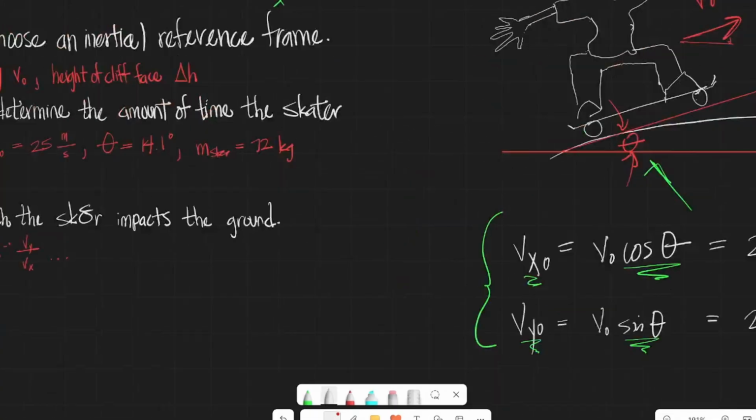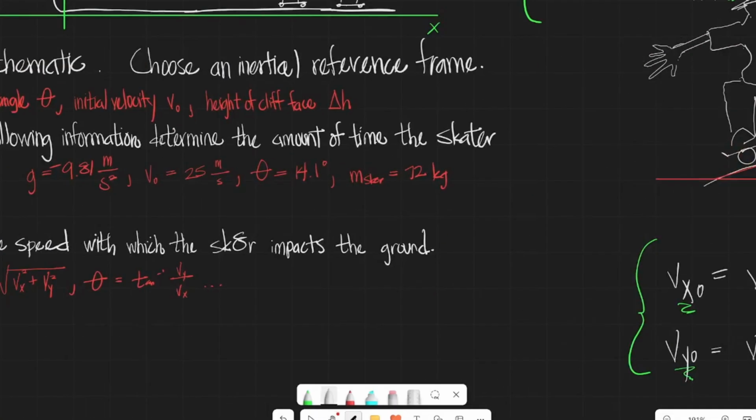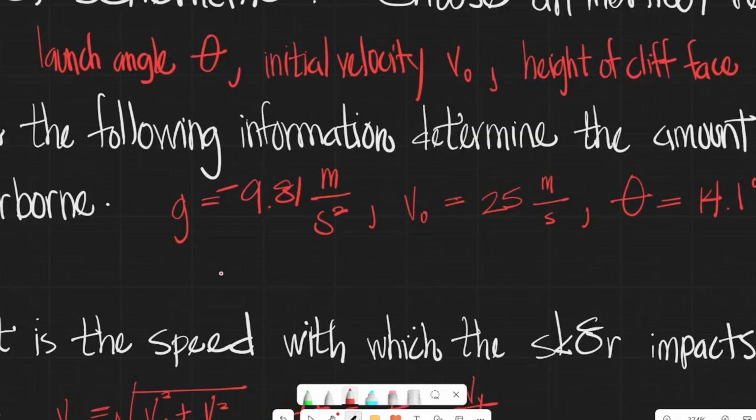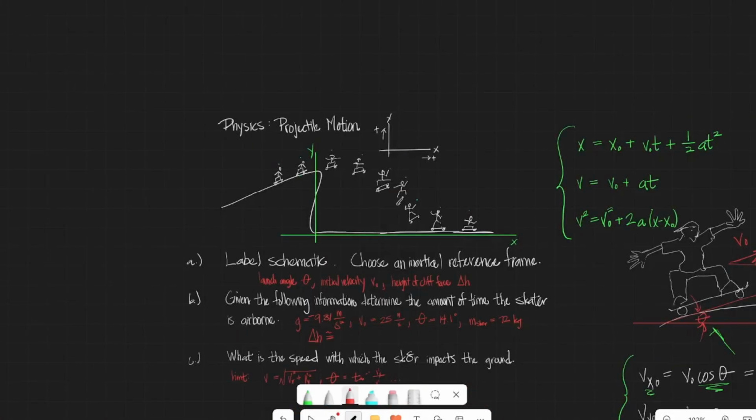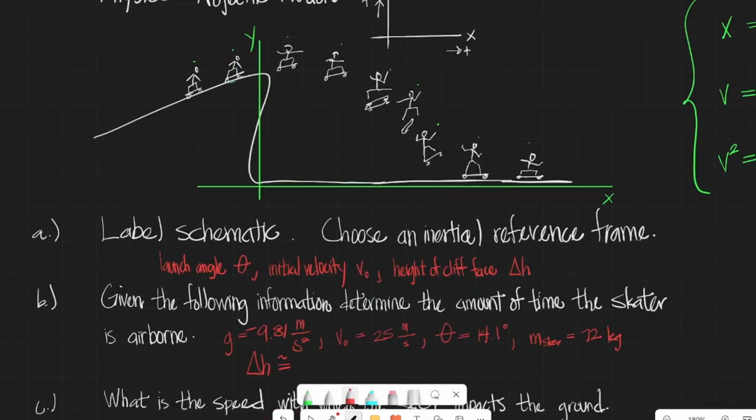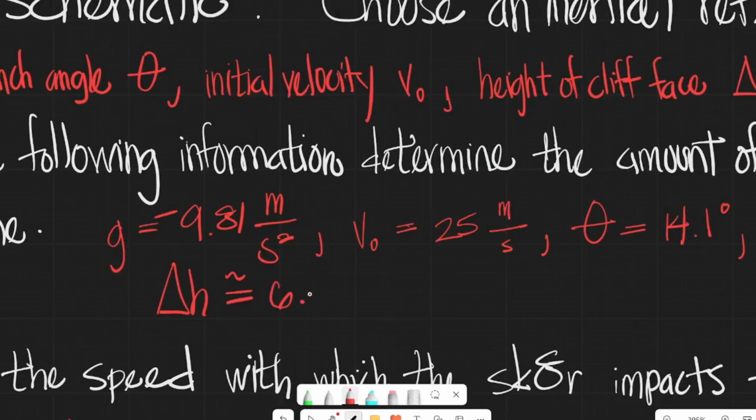Okay, and then also we need a height. We can't know anything without height. So I'm going to say delta H looks to be about maybe 20 feet, right? Or what is that, like 6.2 meters? We'll say 6.2 meters.